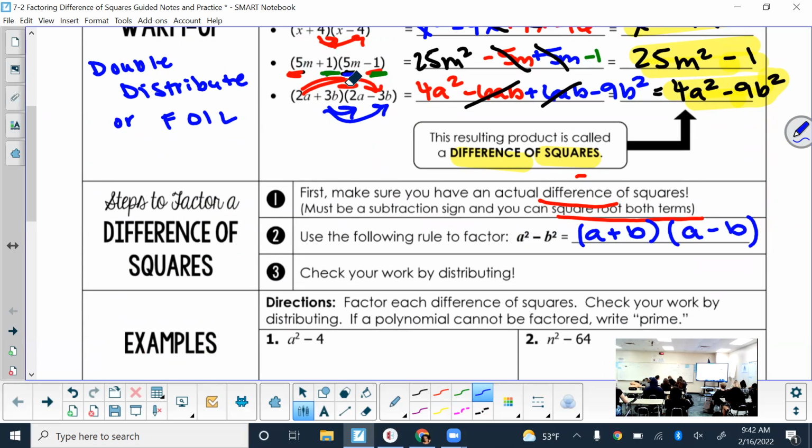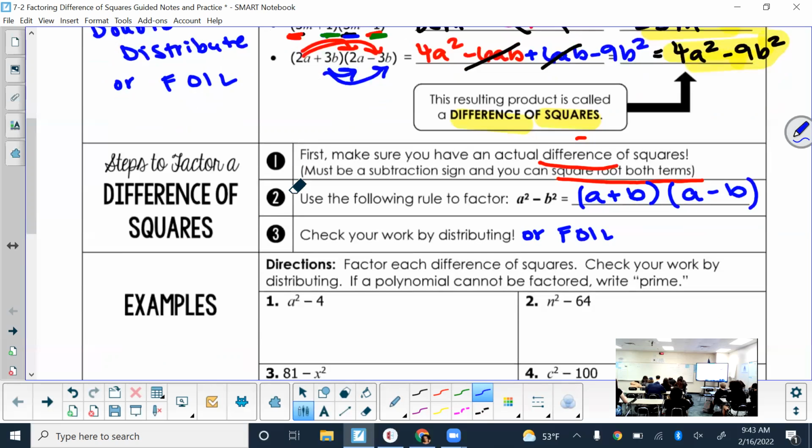Because that's what this is over here, isn't it? It's the same exact 2 terms. It's just one has a plus and one has a minus. And then lastly, you can always check your work by distributing or doing what? Or FOILing. All right, so now let's practice that.